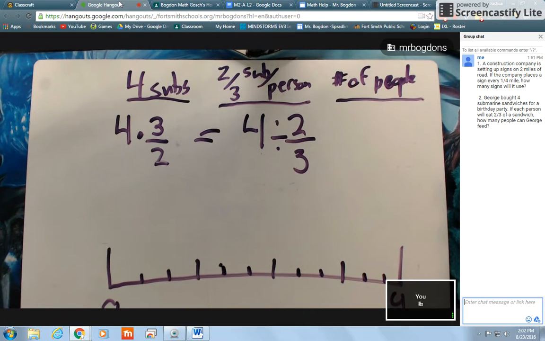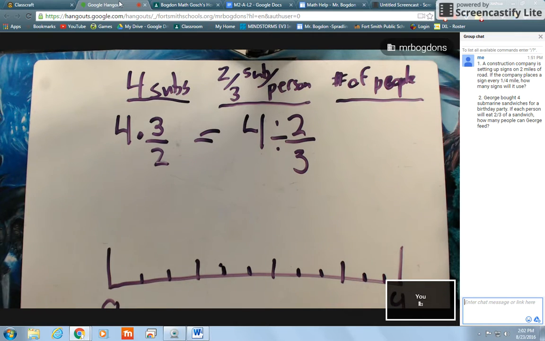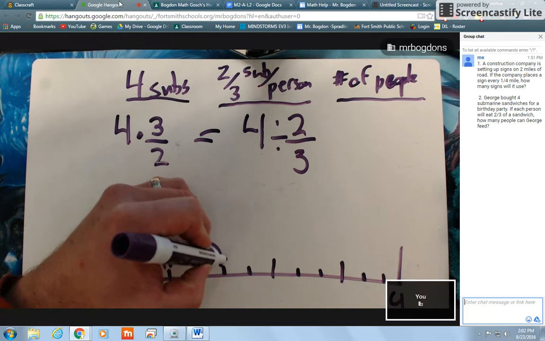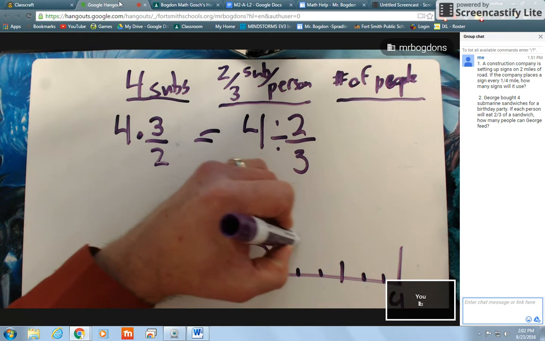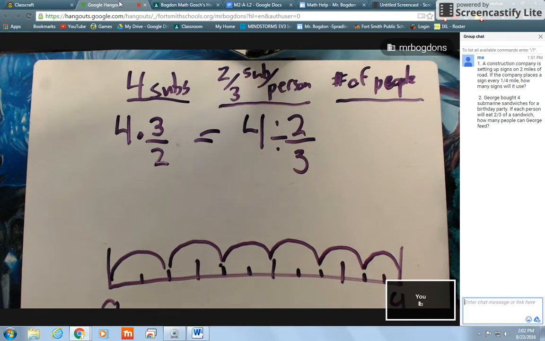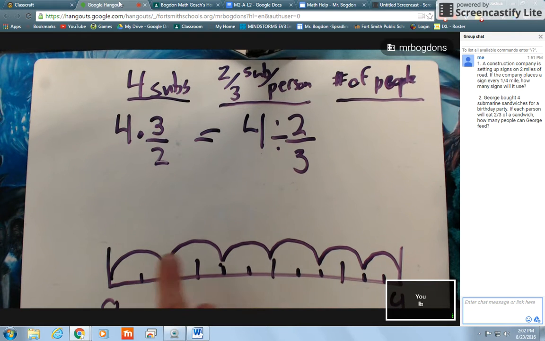Okay, so now I know the size of my group. Now I need to figure out how many groups of that size I can find. How many thirds does each person get? Okay, so I can count. There's 1 person, 2 people, 3 people, 4 people, 5 people, 6 people. Notice I'm counting by thirds. Actually, I'm counting by 2/3. 2/3, 2/3, 2/3, 2/3, 2/3, 2/3. 1, 2, 3, 4, 5, 6 times.